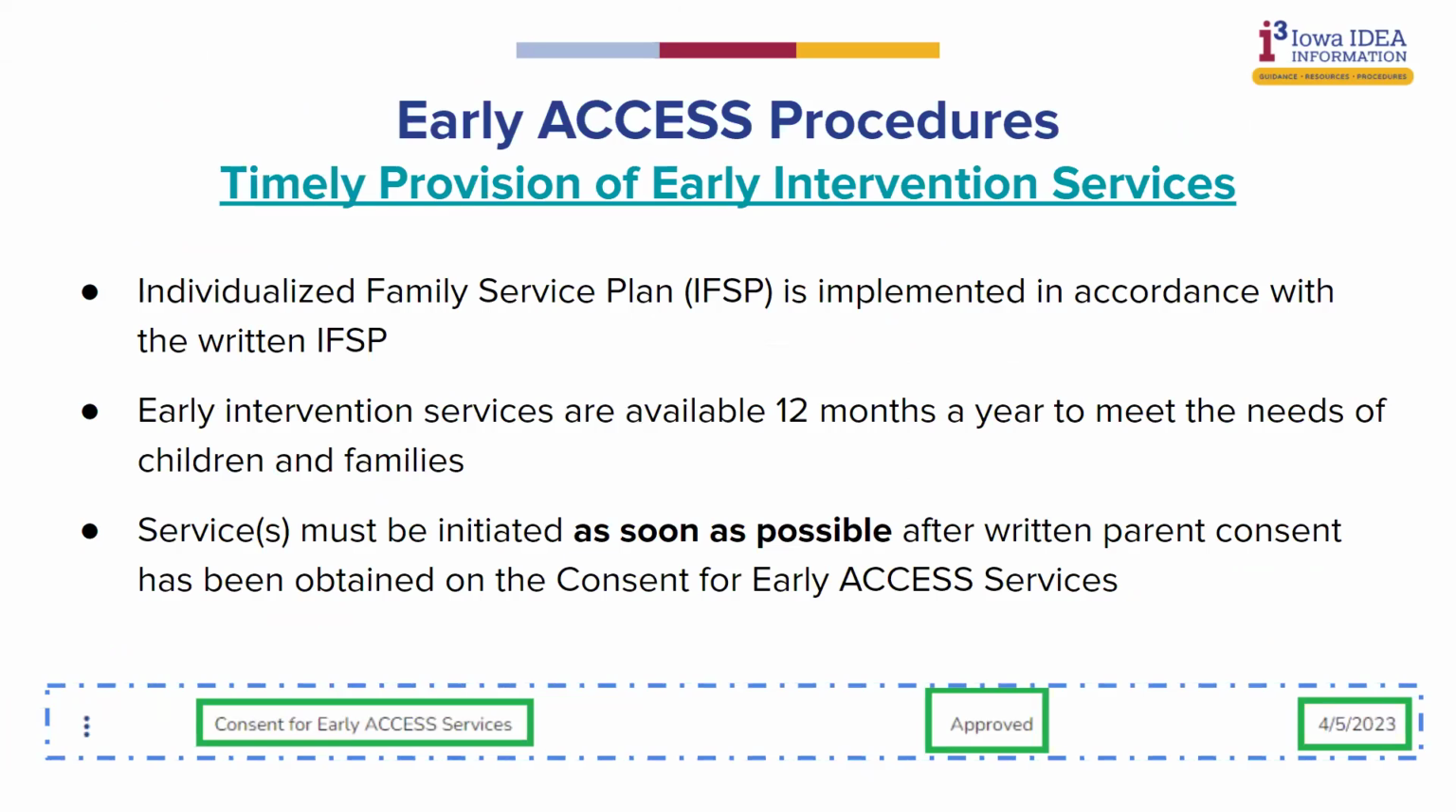The I3 procedures for early access provides information on the requirements of timely provision of early intervention services. In relationship to the timely provision of services following parental consent, the IFSP must be implemented as written and agreed upon by the IFSP team. Early access services are provided year-round. Thus, early intervention services must be initiated as soon as possible to meet the needs of the children and families. Again, the IFSP team obtains written signed consent for early access services. They then begin providing early intervention services described on the IFSP.